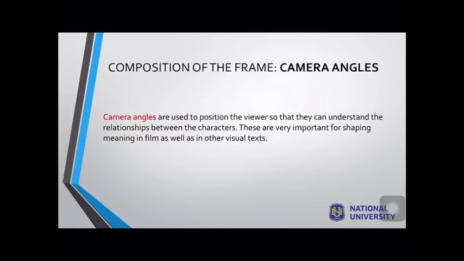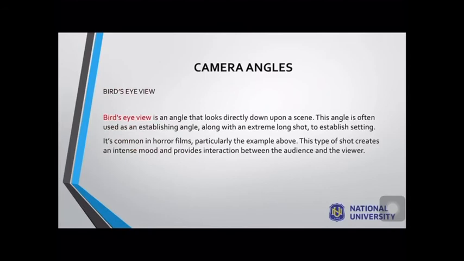Going now to camera angles. Camera angles are used to position the viewer so that they can understand the relationships between the characters. These are very important for shaping meaning in film as well as in other visual texts. The first one is bird's eye view.